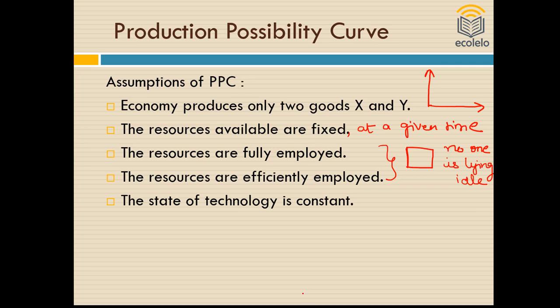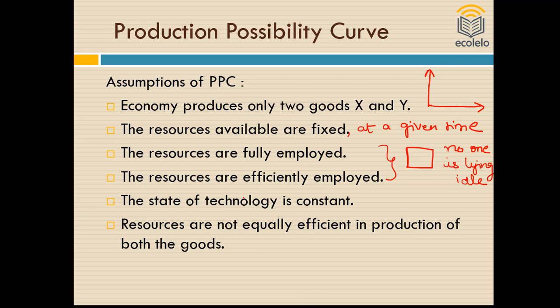Next, the state of technology is constant. As I said, we're talking about a given time period, in a given year, or in a given month, or in a given day. So in that particular period, the level of technology is constant. Now this assumption I call the heart of the PPC concept. You need to take care of this assumption more specifically. All the other assumptions are equally important, but we are going to use this assumption when we talk about the concept of PPC in detail.